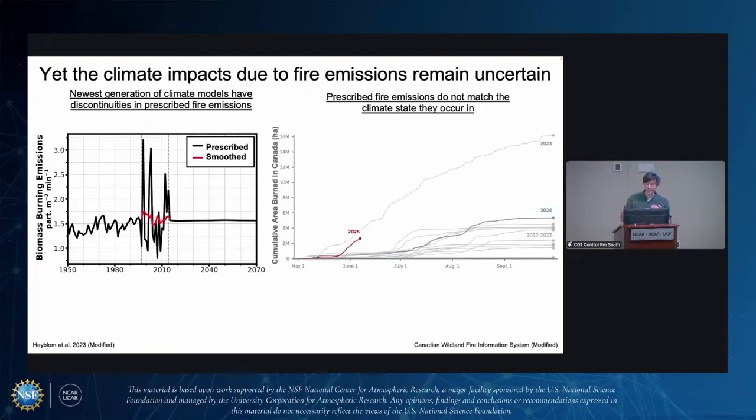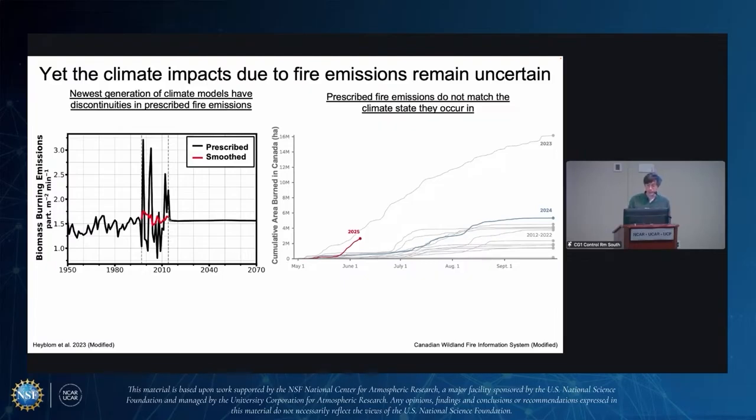Furthermore, and probably more important, is that the fire emissions that are prescribed in these global climate models do not match the climate state that they occur in, meaning that the prescribed emissions are prescribed regardless of the surface temperature anomaly. So it could be anomalously warm over a certain region, or anomalously cold, or it could be anomalously wet or anomalously dry. The prescribed emissions are the same year to year.